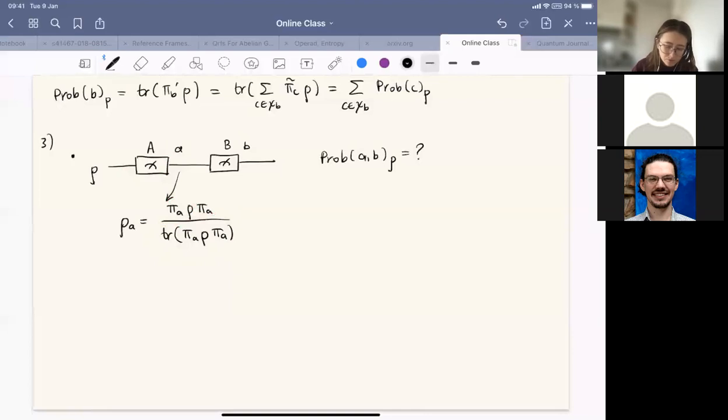Okay, so because of the trace property here, we can put pi A in front because of the cyclic property of the trace, that we can cyclically move the matrices around. And then we use the property of the projector, which is that pi A multiplied by pi A gives us pi A again. So basically, then our post-measurement state would be pi A rho pi A over the trace of pi A rho. Now the question that we are asking is, what is the probability of measuring outcome B?